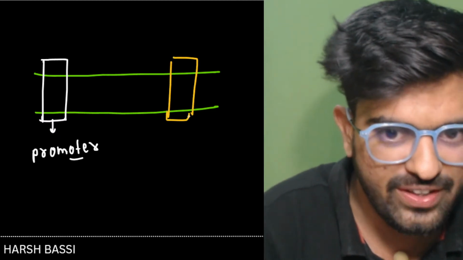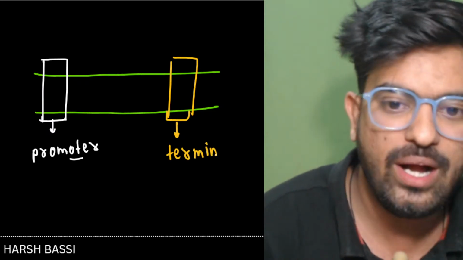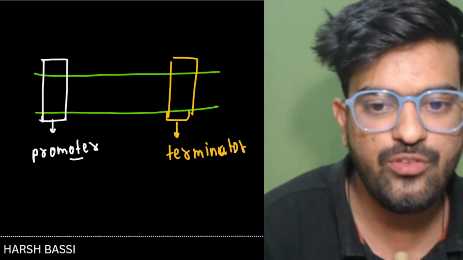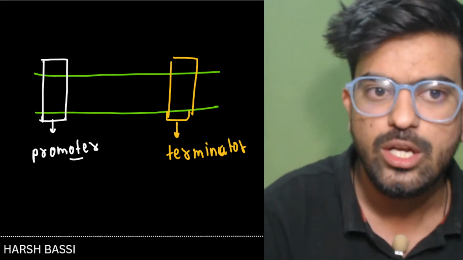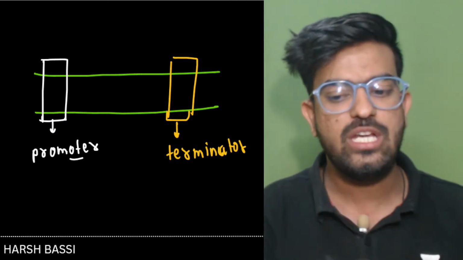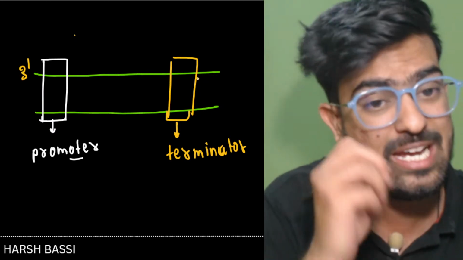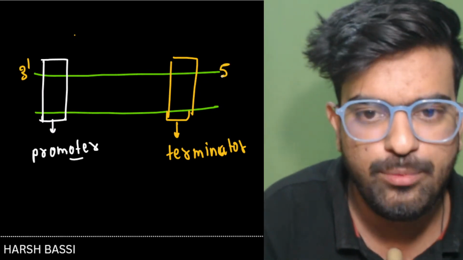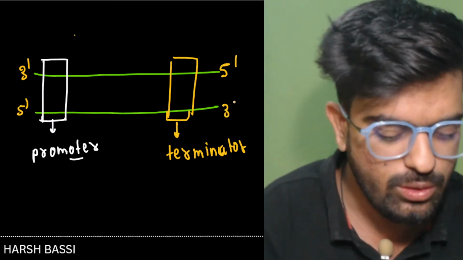Okay, with the terminator. So two things are required now: one is the promoter and the other one is the terminator, right? Okay, great, sir. Now what about the polarity here? First of all, this DNA is 3 prime. This segment of DNA is from 3 prime to 5 prime, and the other strand will be 5 prime to 3 prime. Yes or no? Yes sir.